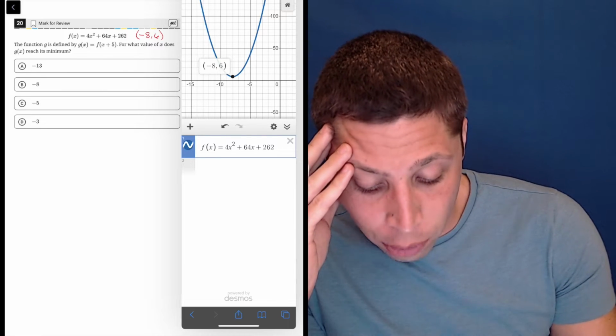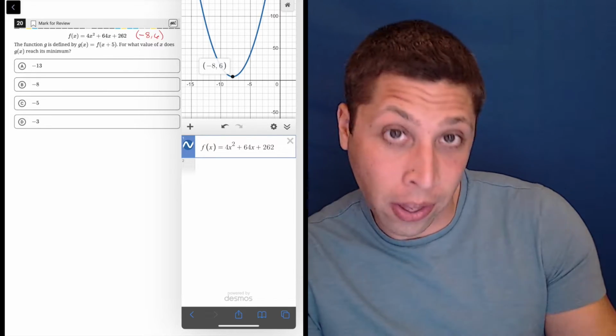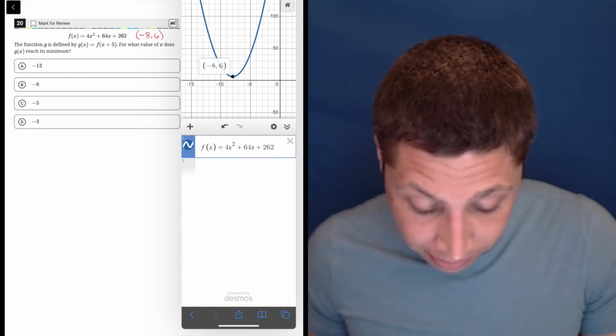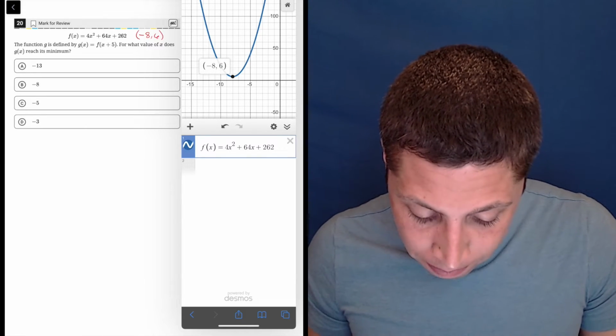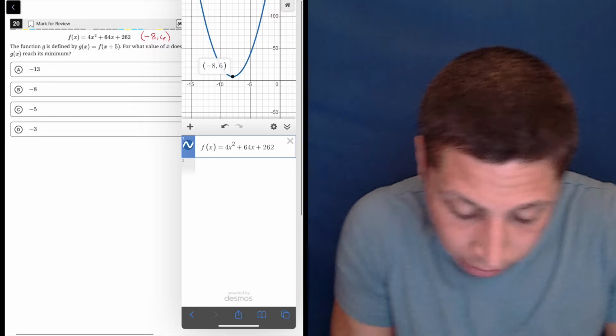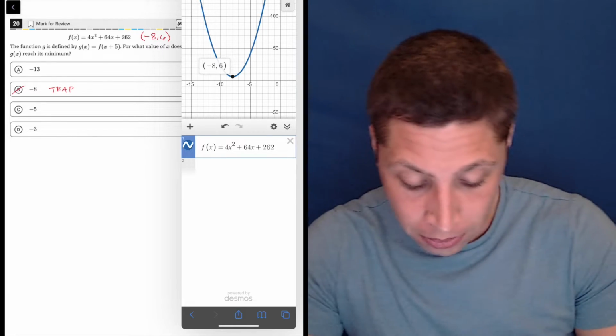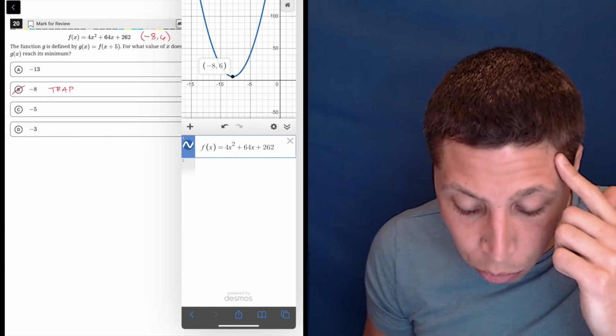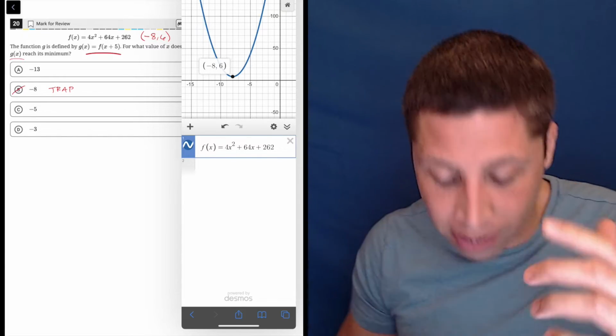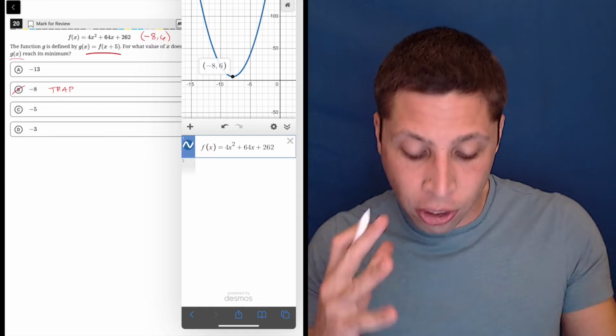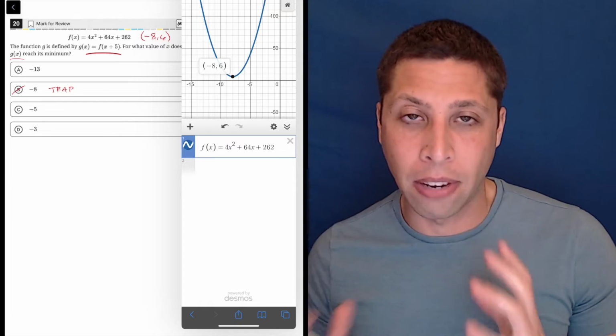Okay. Now, there's a little bit of a trap here, right? They're asking for what value of x does it reach its minimum. So you might think, okay, negative 8, right? It's negative 8 is the x value, so that looks good. That's definitely a trap, though, because we have to make a change to this equation. They want us to get the minimum of g, which is basically taking the f and then changing it by putting this plus 5 in here.